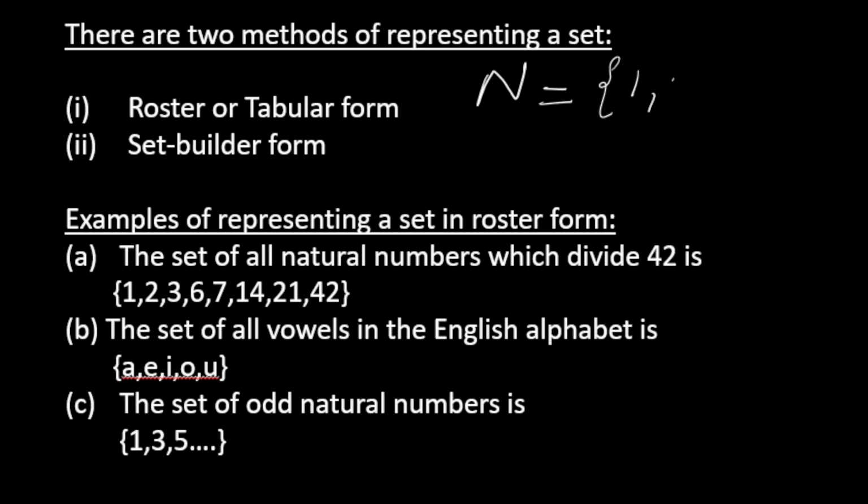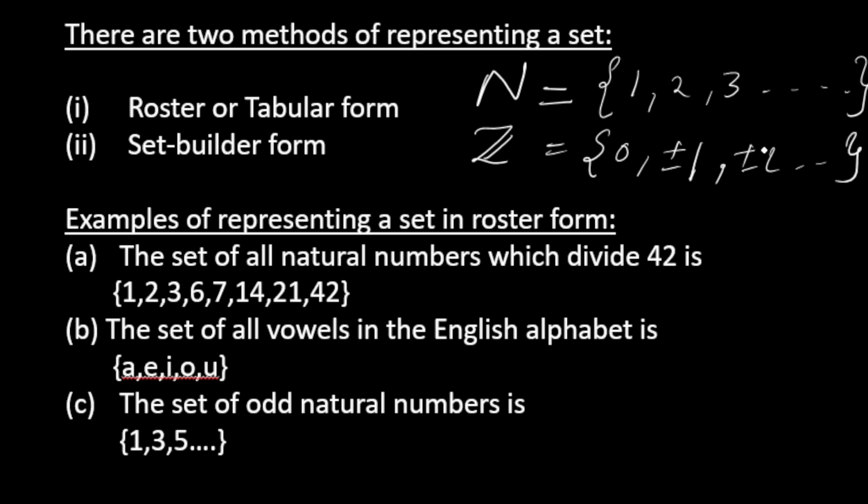inside the curly braces, we have to write its elements. So it should be written like this: N is equal to, then curly braces, I'm starting 1, 2, 3 and so on. Same way if I have to write the set of integers, Z is equal to, see, capital Z I have written, and then 0, plus minus 1, plus minus 2 and so on. A capital alphabet is used to denote a set, and then the elements of the set, which are written inside the curly braces.